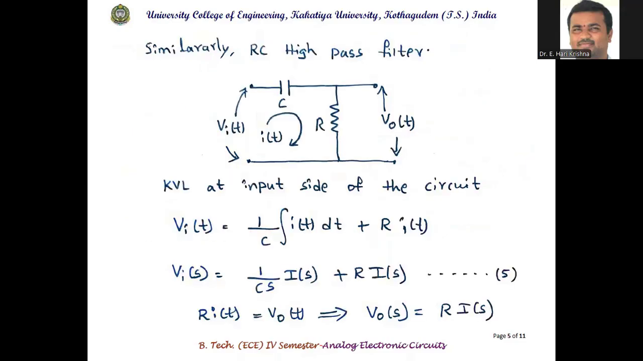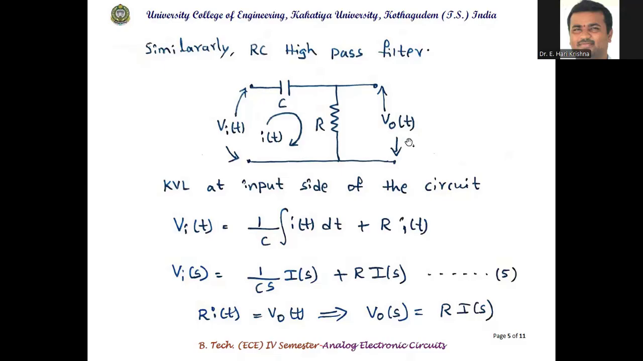Similarly, RC high pass filter. Capacitor is the series element. Resistor is the shunt element. Continuing the same analysis as done for the RC low pass filter, KVL at the input side of the circuit. Vi of t is equal to 1 by C integral of I of t dt plus R into I of t. Applying Laplace transform to this equation, Vi of s is equal to 1 by Cs I of s plus R into I of s.